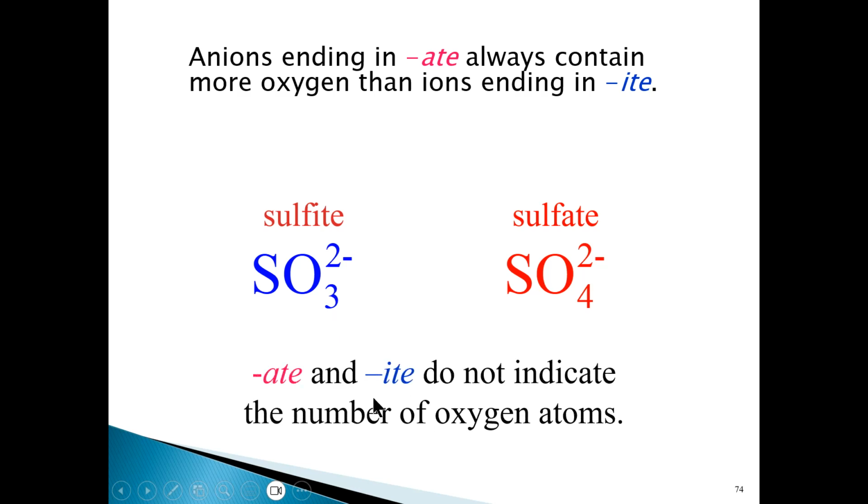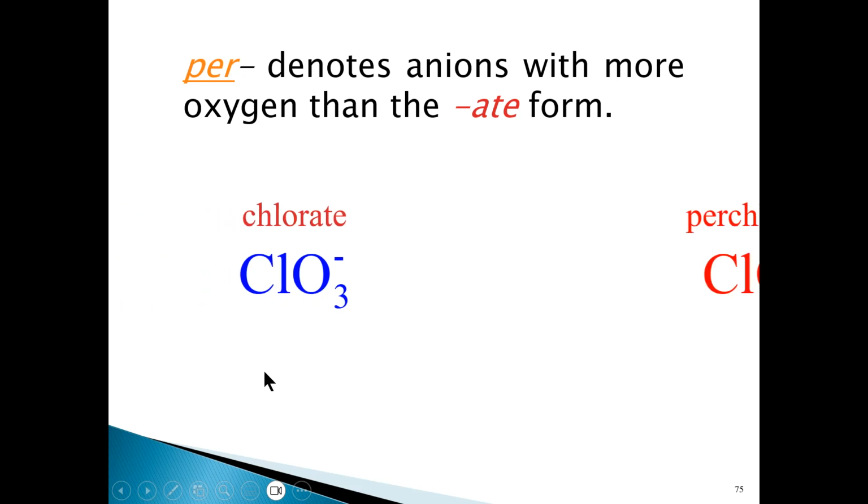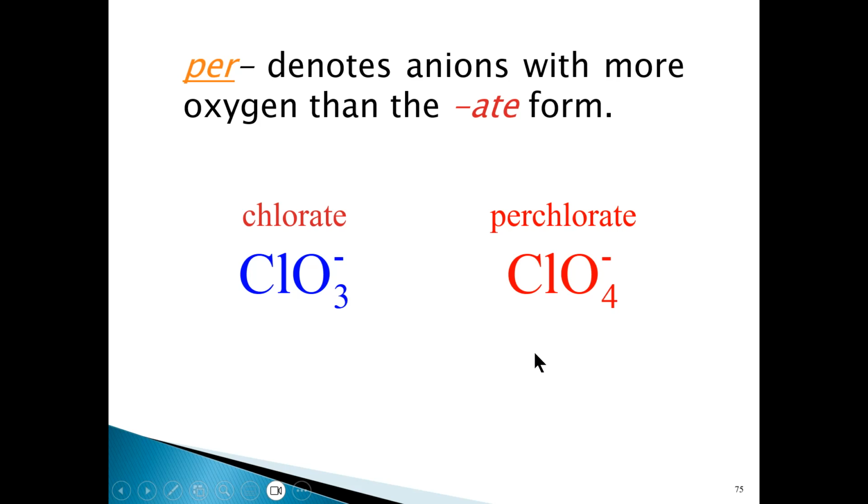Now, the key thing you need to remember is that the terms ATE and ITE do not actually indicate the number of oxygen atoms, right? So you cannot tell exactly what the number of oxygen atoms present is based on the ending, right? All you can say is that the ATE has one more oxygen compared to the ITE. That's simply all you can conclude based on the names. And there are some other things that you might see in the name of certain anions, such as per, right? Per means that basically the anion will have one more oxygen compared to the ATE form. So for example, this is known as a chlorate ion, and this is known as the perchlorate ion because it has one more oxygen compared to the chlorate, all right?